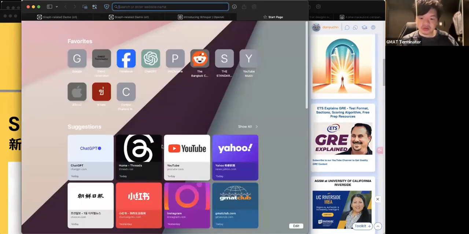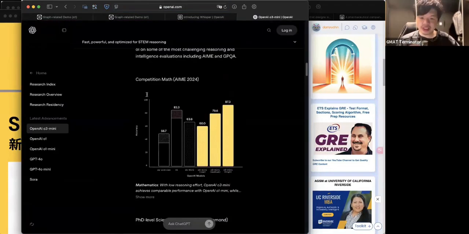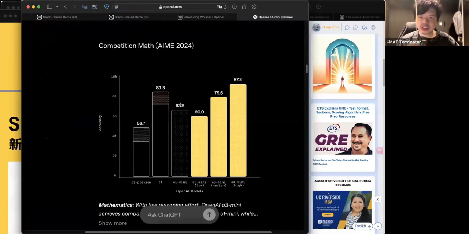Let's take a look at the performance of GPT-O3 Mini. You can see that when it comes to math-related questions, look, O3 Mini compared to O1, its capability is even a bit higher. Now, you might ask, what about O3 Mini Medium? Just now, we used O3 Mini Medium.